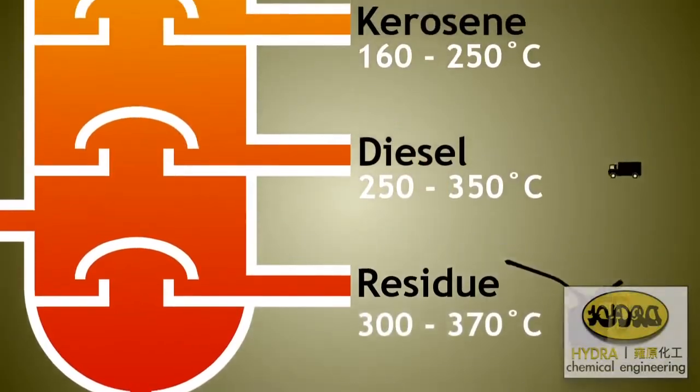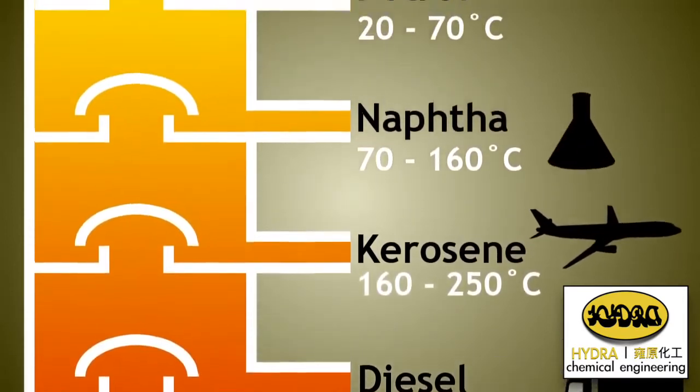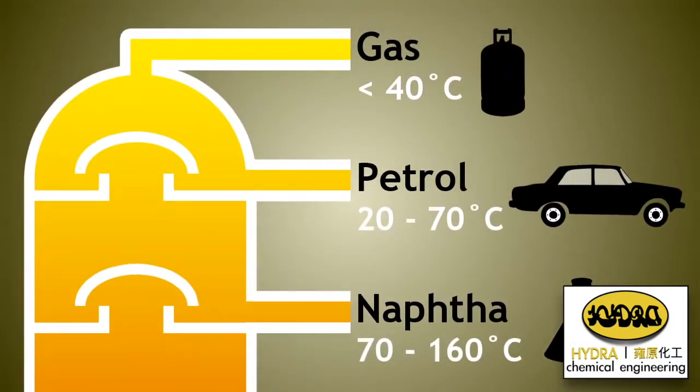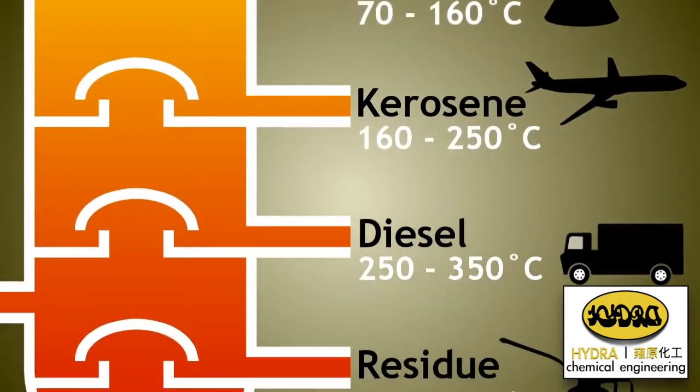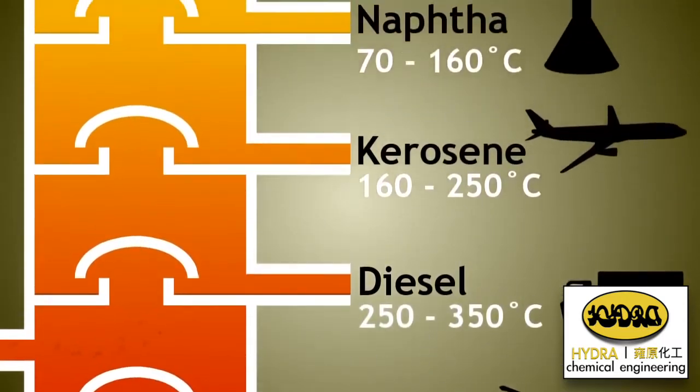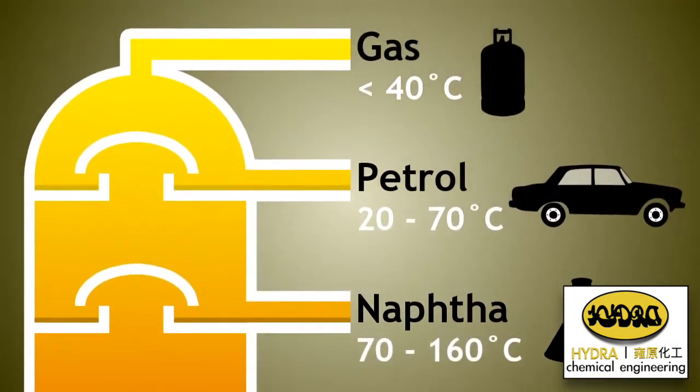In this video, you will learn the names of some of the most important fractions and their uses. As you are now aware, large hydrocarbons have higher boiling points and so are removed at the bottom of the fractionating column. Smaller molecules condense higher up the column.